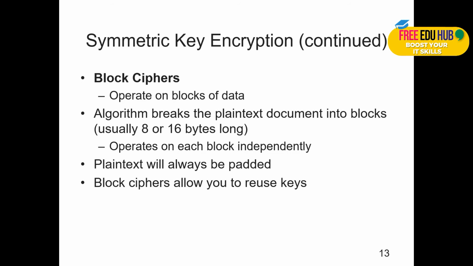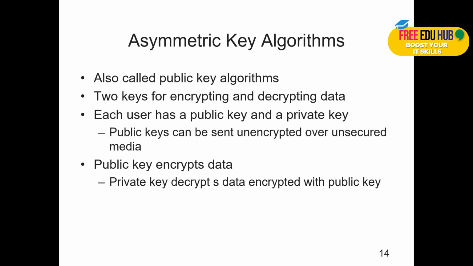Now, block cipher, as I told you, takes a block and then converts it. In a block cipher, the algorithm breaks a plain text document into blocks, usually 8 or 16 bytes. It operates on each block independently. Plain text will always be padded, and block ciphers allow you to reuse the keys.